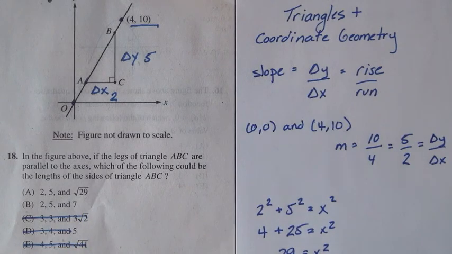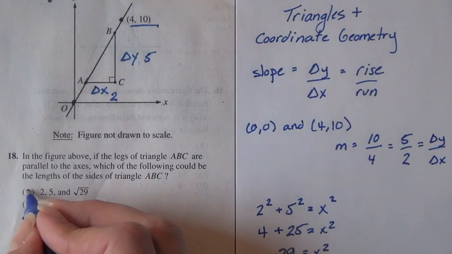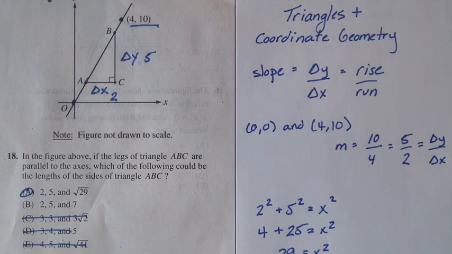Oh, I got cut off a little bit. x squared is equal to 29. So that means that the missing side has got to be the square root of 29 because it fits the Pythagorean theorem. So the correct answer is A.